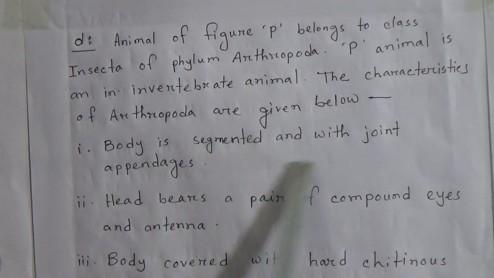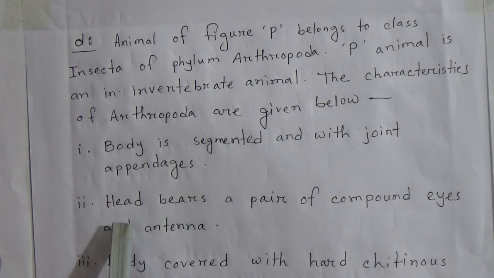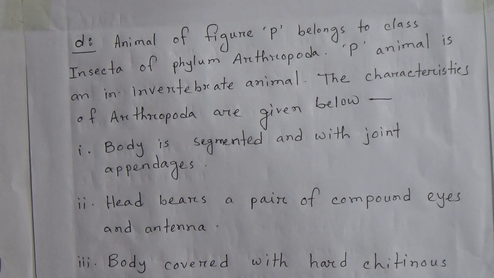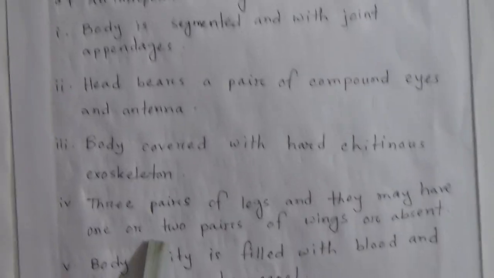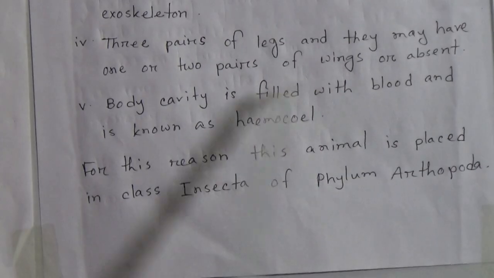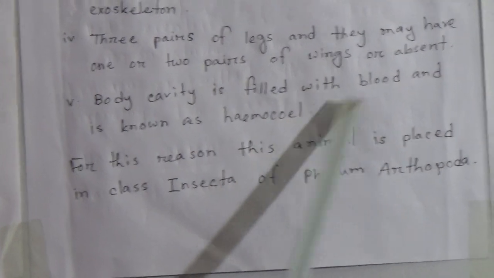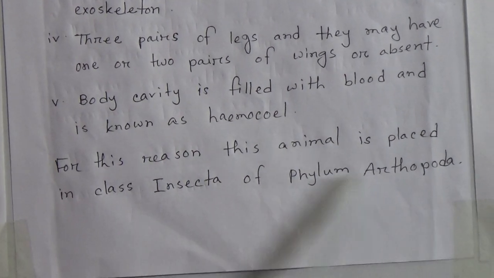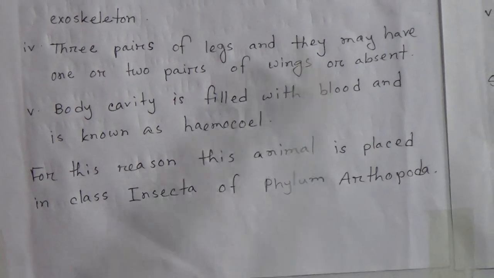Body is segmented and with joint appendages. Head bears a pair of compound eyes and antenna. Body covered with hard chitinous exoskeleton. 3 pairs of legs, and they may have 1 or 2 pairs of wings or be wingless. Body cavity is filled with blood and is known as hemocoel. For these reasons, this animal is placed in class Insecta of phylum Arthropoda.